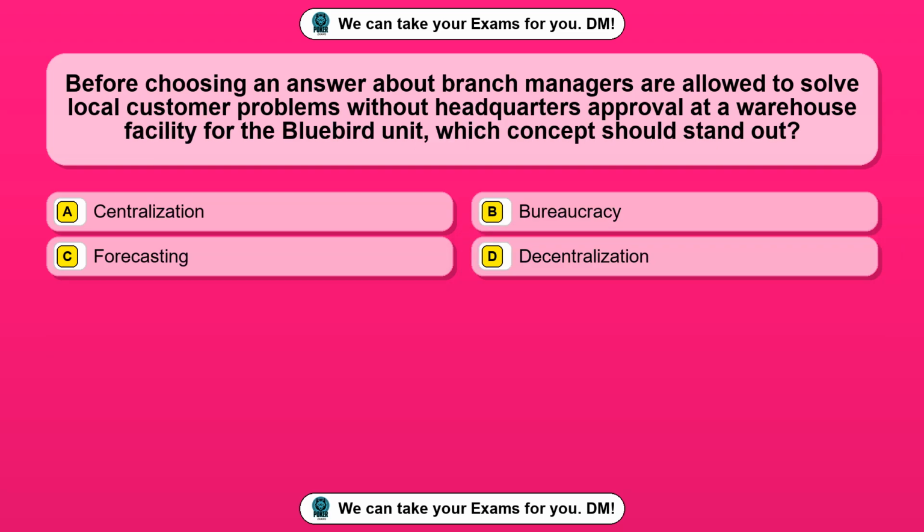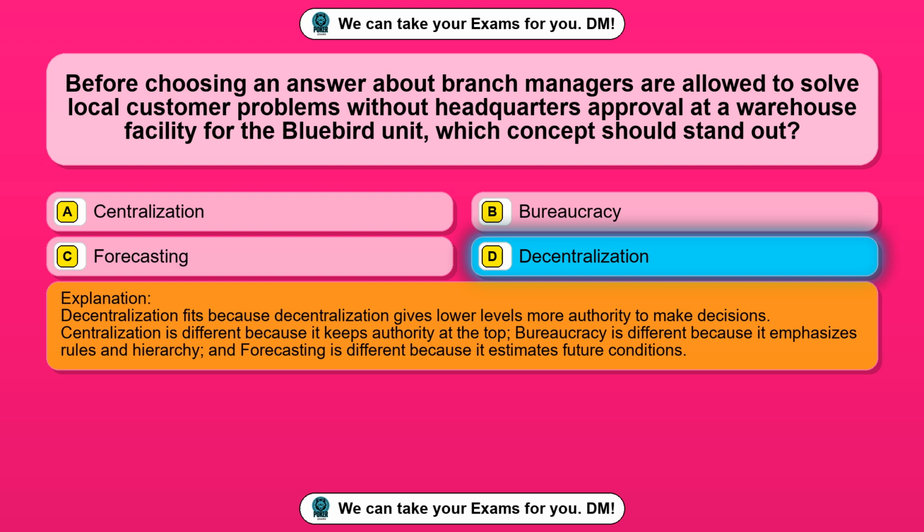Question 11. Before choosing an answer about branch managers who are allowed to solve local customer problems without headquarters approval at a warehouse facility for the Bluebird unit, which concept should stand out? Option A, centralization. Option B, bureaucracy. Option C, forecasting. Option D, decentralization. The correct answer is option D, decentralization.